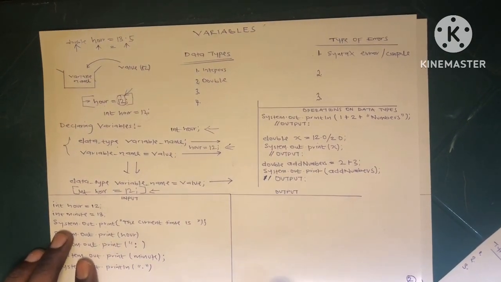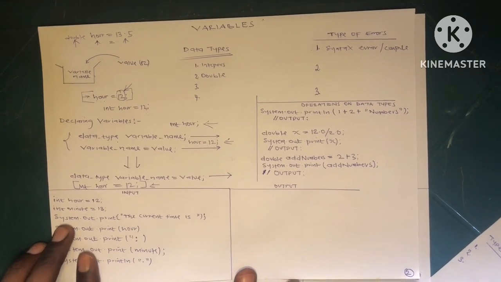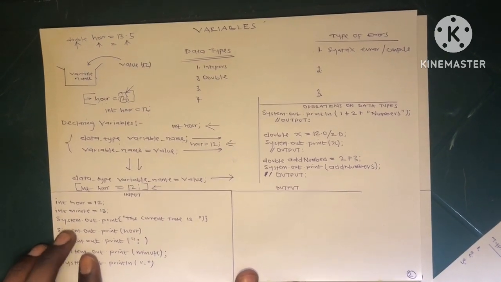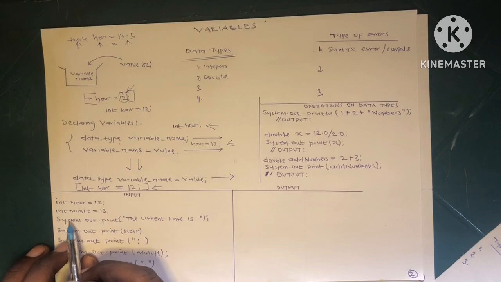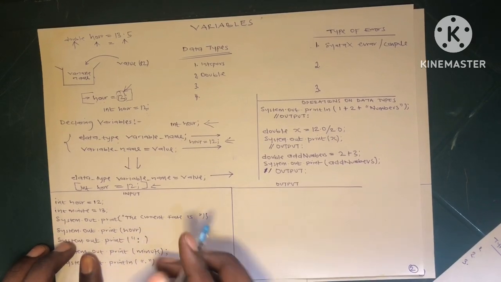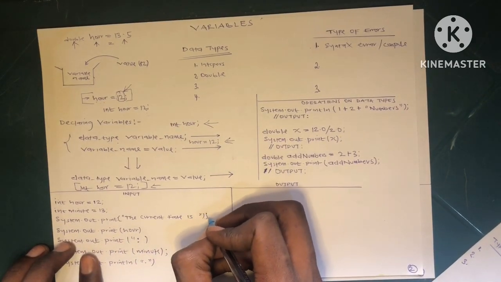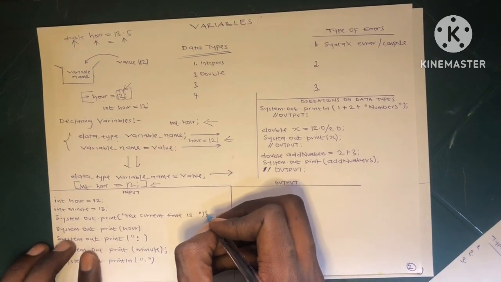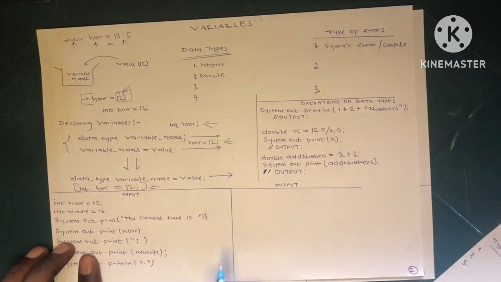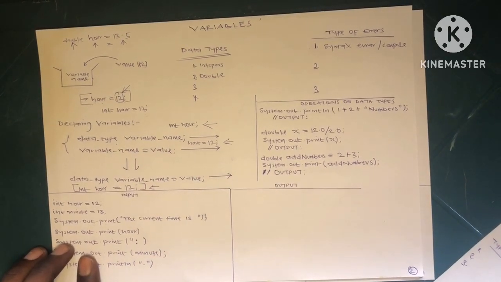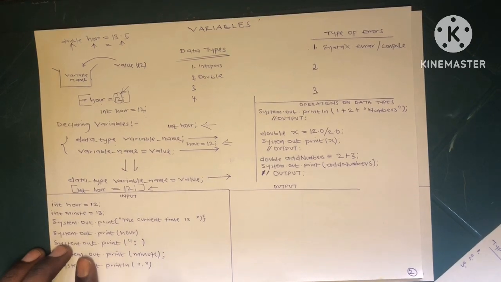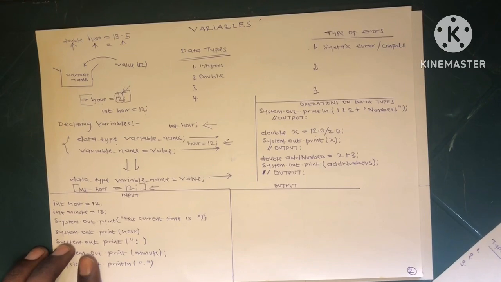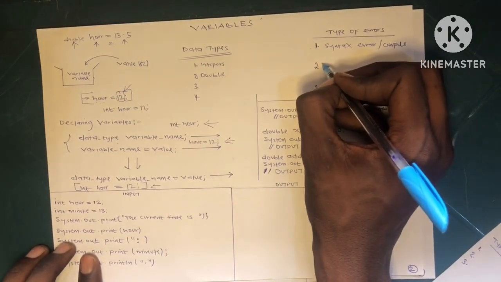Now, during the examination, the questions come like that. The lecturer can put something like this: system.out.print the current time is, and refuse to put this semicolon. Then he might ask you what type of error might be generated in this type of code. Don't forget that this is a syntax error. Any error that is generated as a result of neglecting a particular syntax in your program is a syntax error. Now, the next error is called a runtime error.